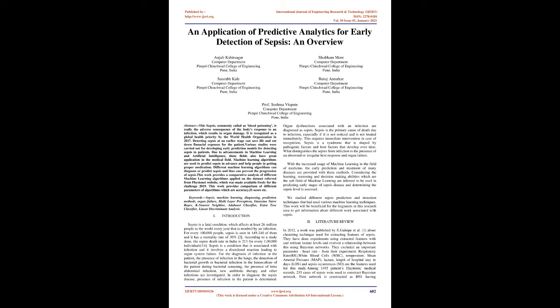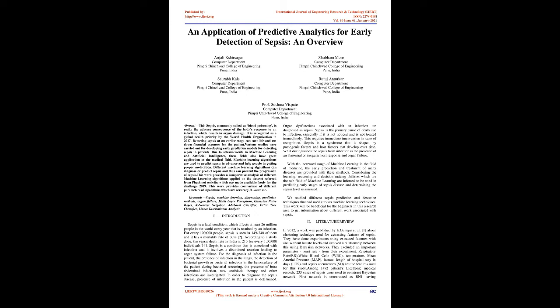Sepsis is the primary cause of death due to infection, especially if it is not noticed and not treated immediately. This requires immediate intervention in case of recognition. Sepsis is a syndrome that is shaped by pathogenic factors and host factors that develop over time. What distinguishes sepsis from infection is the presence of an abnormal or irregular host response and organ failure.